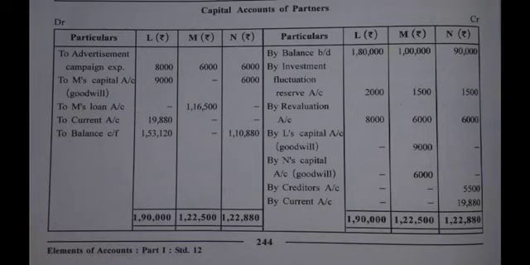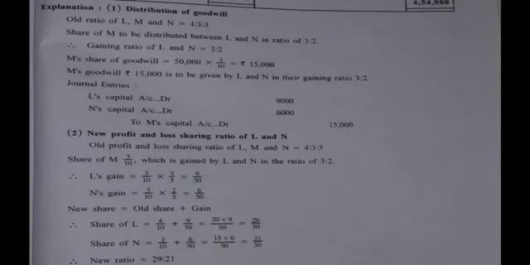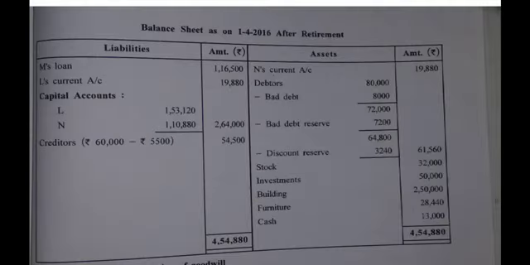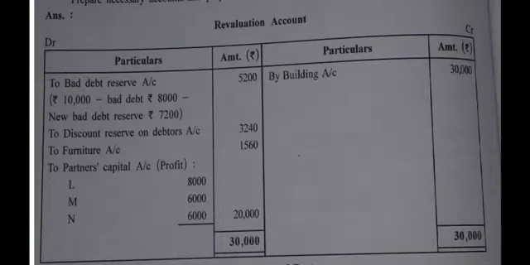Here you can see on credit side by investment fluctuation reserve account. 2,000, 1,500 and 1,500. This is distributed in old ratio. And the new value of investment is to be written in new balance sheet, which is 50,000. This adjustment was not new. Let us see the next adjustment.